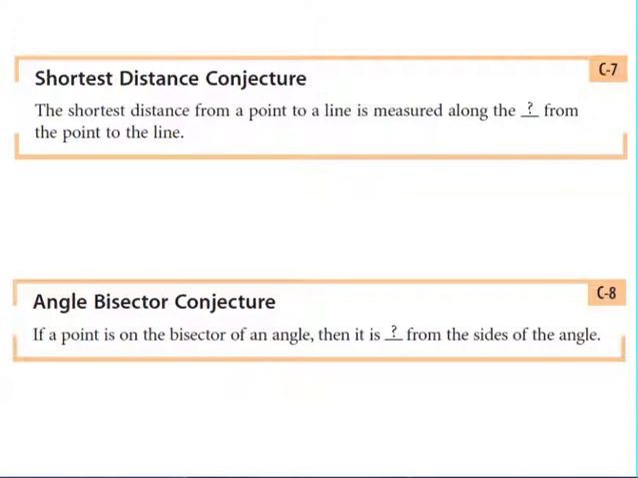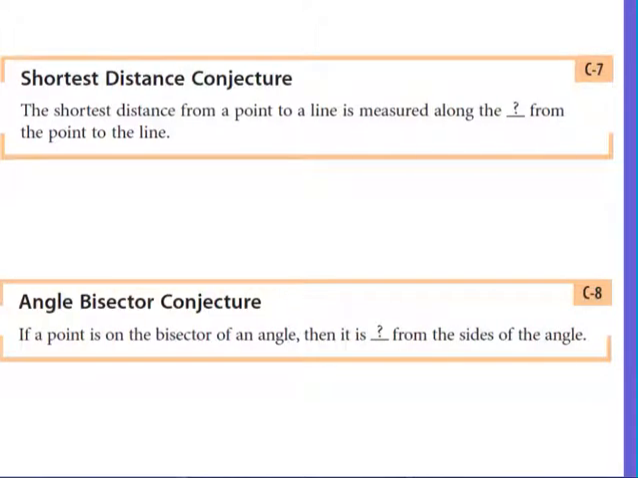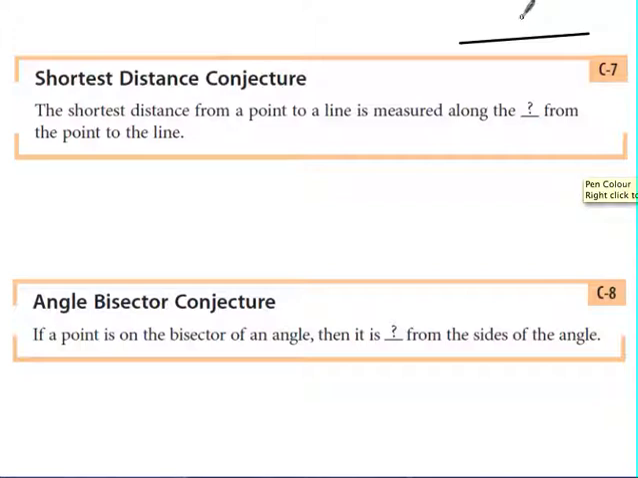This is one that you hear said quite a bit, only they don't say it's the shortest distance conjecture. But they'll say the shortest distance from a point to a line is measured along the... So what do you think? If I gave you a line, so let's just draw a line here real quick. There you go. And I pick a point right here. The shortest distance from that point to the line, what does it got to be?